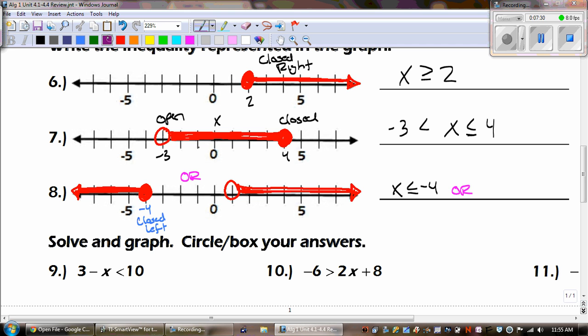And then our other inequality, that's at +1. It's open, and it's to the right. So we put the variable first, open, to the right, at +1.